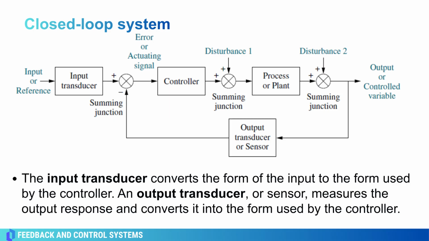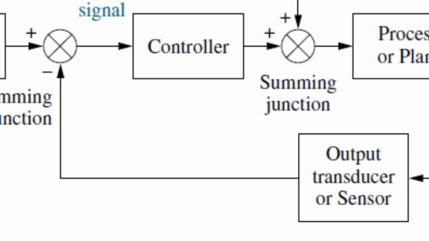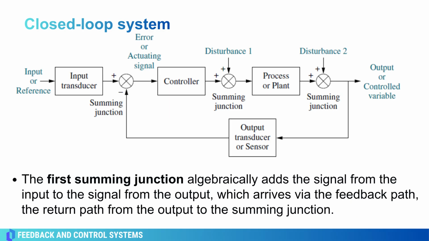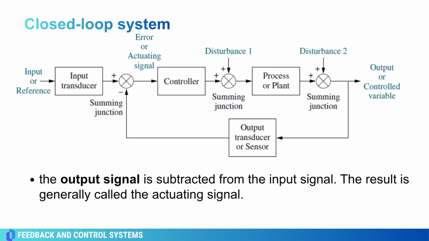An output transducer, on the other hand, or sensor, measures the output response and converts it into the form used by the controller. The first summing junction algebraically adds the signal from the input to the signal from the output, which arrives via the feedback path. The return path from the output to the summing junction. The output signal is subtracted from the input signal. The result is generally called the actuating signal.